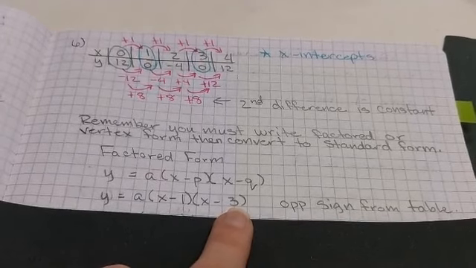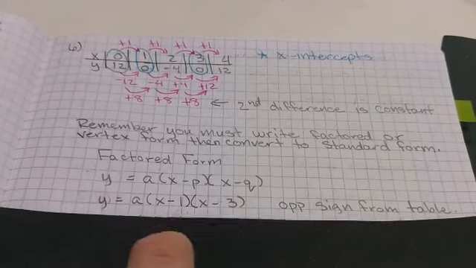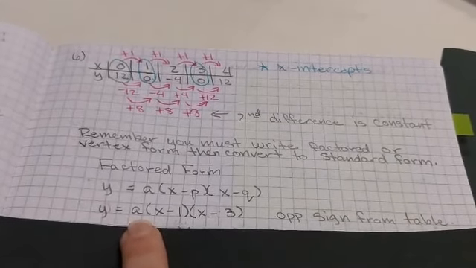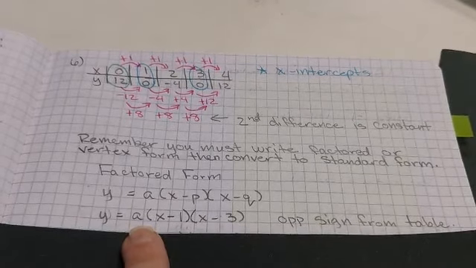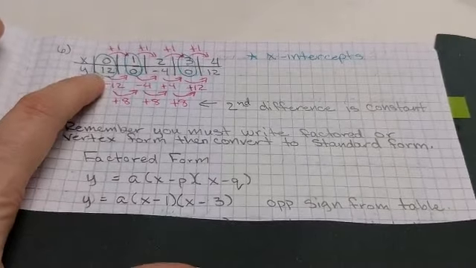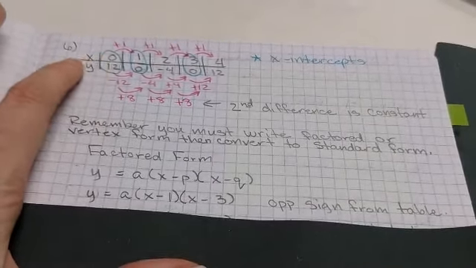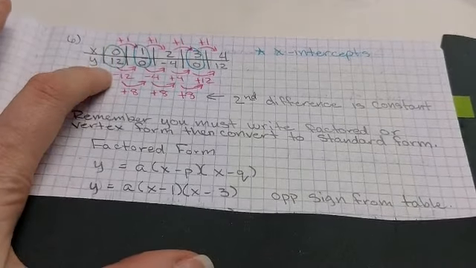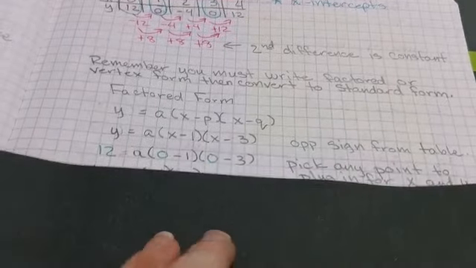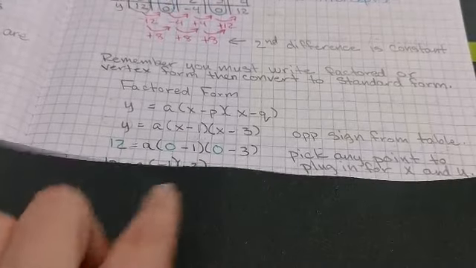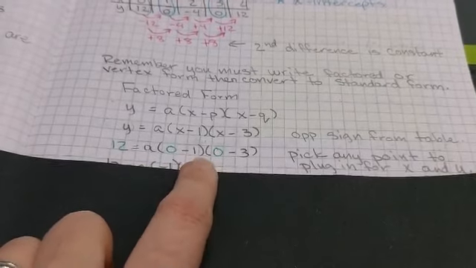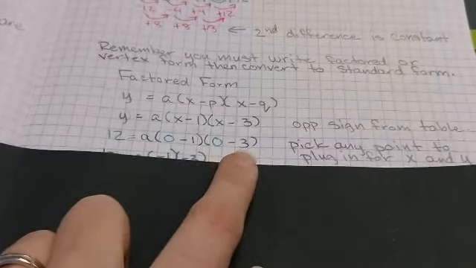Now I have 2 variables left. Or, well, I technically have 3. I have x, y, and a. I need to know what this a value is. So to find this a, I pick any point from my table. I used this first point that I circled in green. I'm going to change all of my x values to 0. I'm going to change all of my y values to 12. So we have 12 equals a times 0 minus 1 times 0 minus 3.